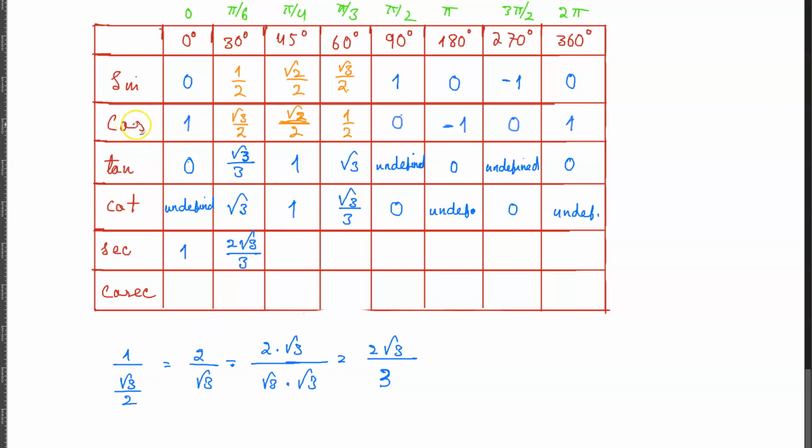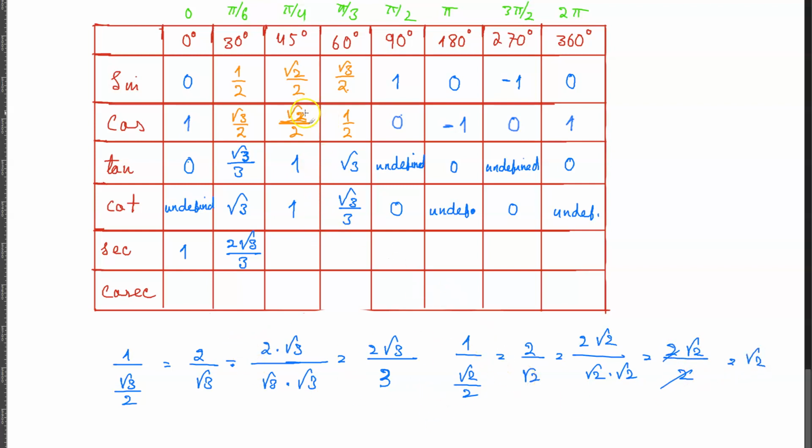The reciprocal of cos, basically the secant of 45 degrees, is 1 over square root of 2 over 2, which is the same thing as 2 over square root of 2, which is the same thing as 2 square root of 2 over square root of 2 times square root of 2, which is 2 square root of 2 over 2, which is equal to square root of 2.